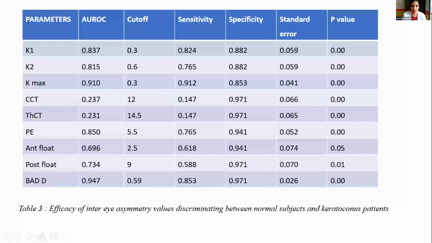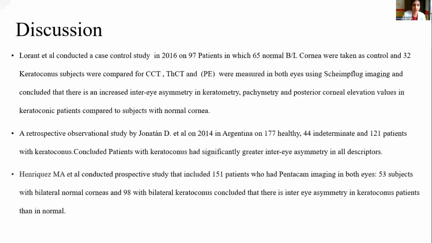The efficacy of inter-eye asymmetry values are depicted in this table. For example, the posterior elevation difference between the eyes of 5.5 micrometer was found to have a sensitivity of 76% and specificity of 94% to differentiate the normal eyes from the keratoconus eyes.